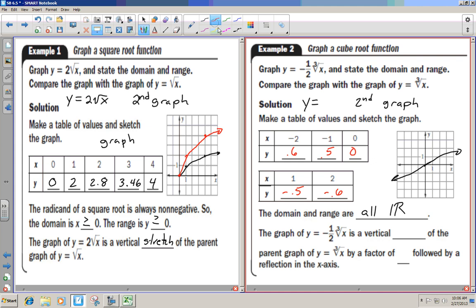And then now for this next function, 0, 0. At negative 2, it's 0.6. At negative 1, it's 0.5. So your new function should look like that. There you go.